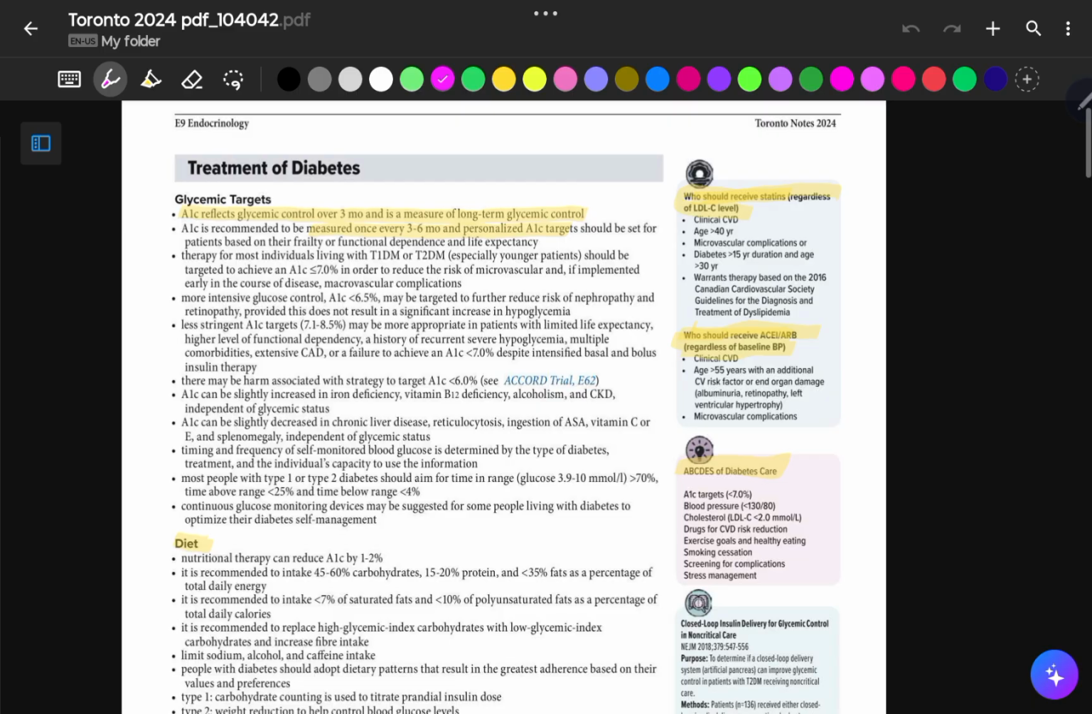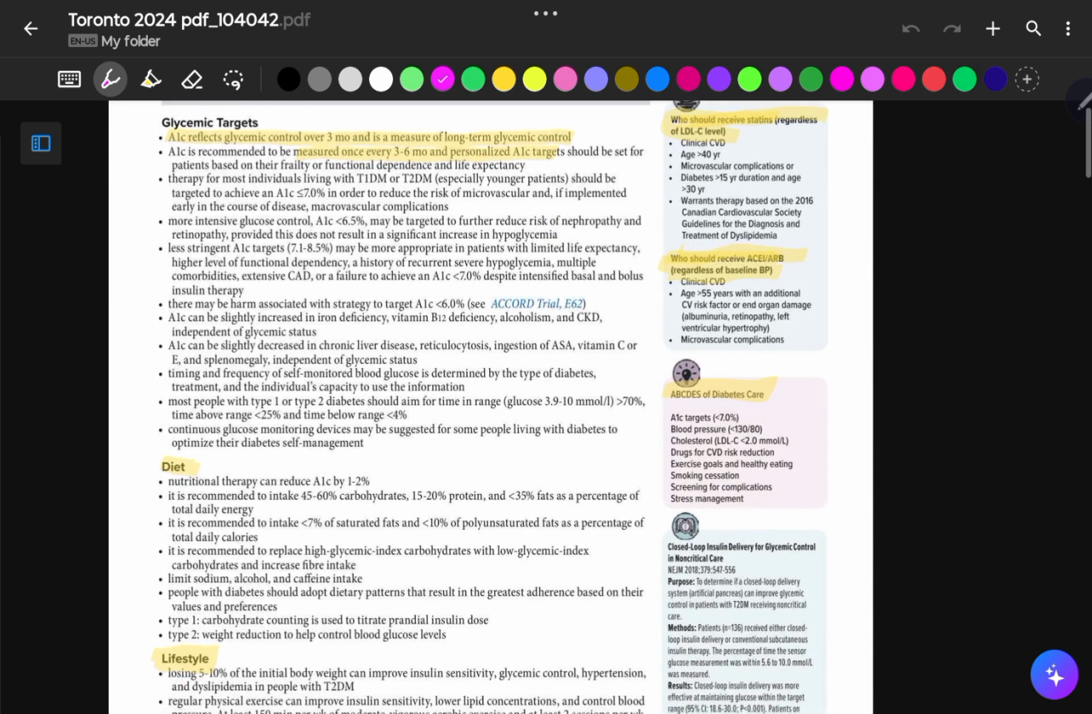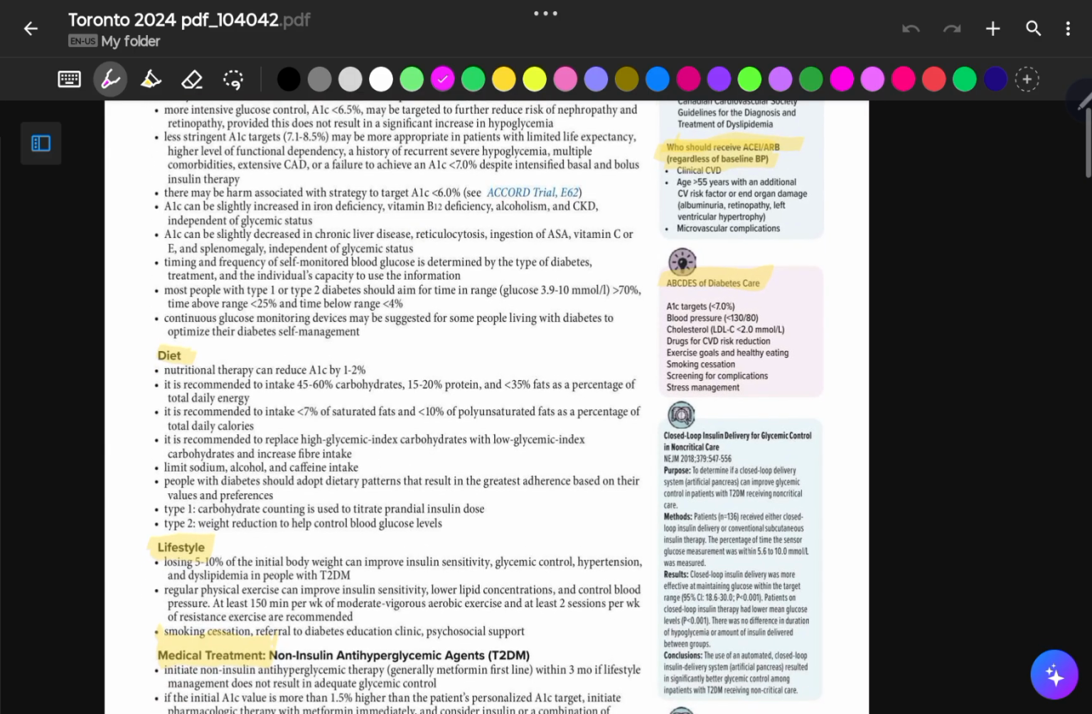So going back to your treatment of diabetes, we talk about glycemic target. Number one, we say we want your A1C to be less than or equal to 7. In some cases you want it less than 6.5. Okay. And we spoke about what can increase A1C and what can decrease A1C. Next, we're talking about diet.